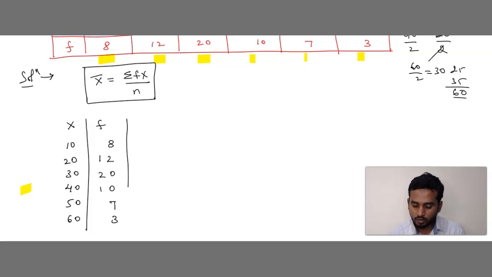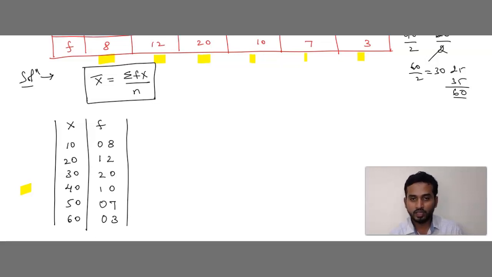Did you get it? Where you find single-digit numbers, you can put 0 in the beginning, not after, in the beginning. 08 means 8 only, so that all the digits are in a constant way. We got x and we got f, correct? Now what do we want? Sigma fx. We want sigma fx, so f into x.